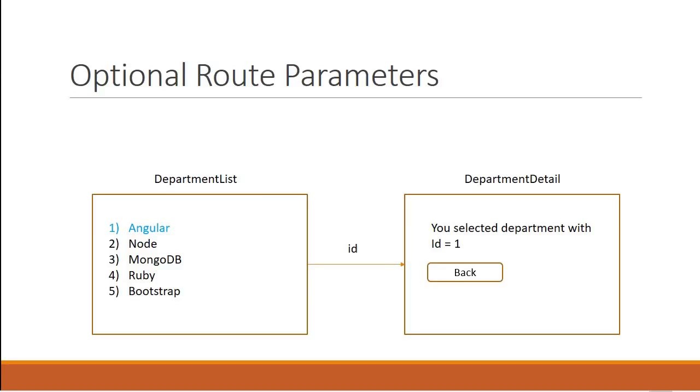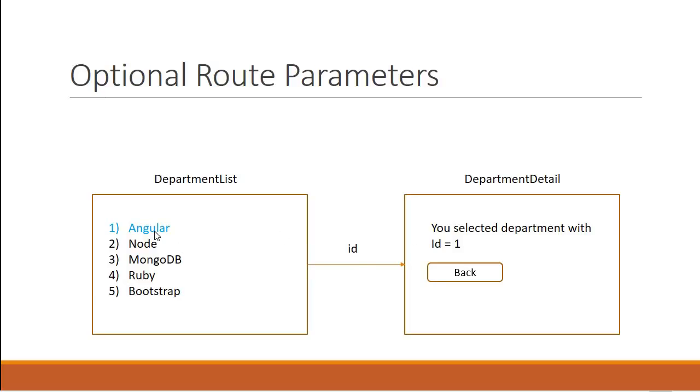Alright guys, in this video we are going to learn about optional route parameters. Here is the new requirement. In the department detail component, we need to add a back button. When we click on the back button, we should be navigated back to the department list component, and the previously selected department must be highlighted.